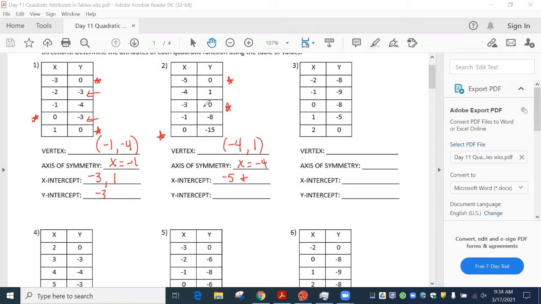And right here, I've got a 0. I've got -3. Is that an x-intercept or y-intercept? The -3, it's an x-intercept. And then the last one right here, this 0, I've got -15. And -15 is underneath the y, so that's a y-intercept.